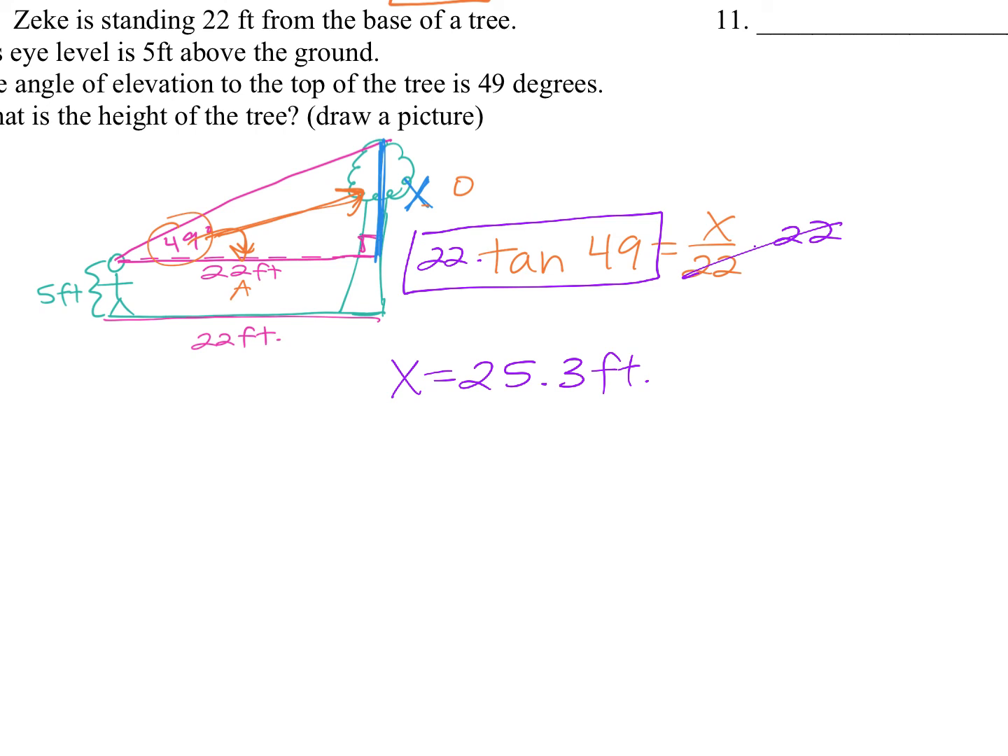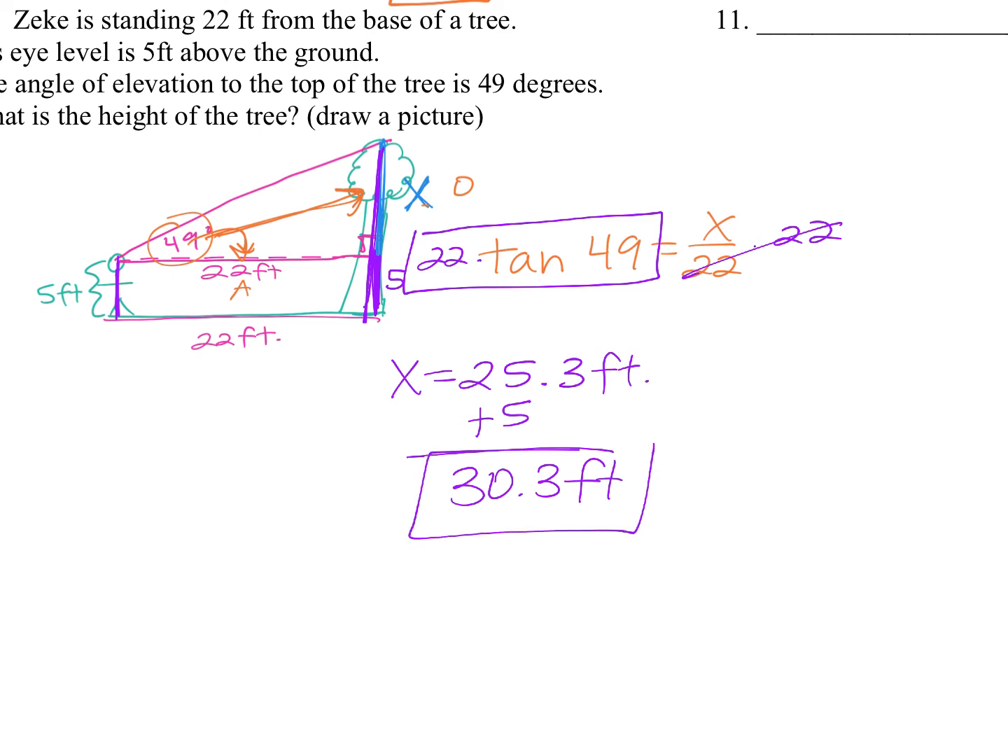How tall is the tree? 30.3, right. So here's the deal. He is 5 feet to his eye level. That means this right here is also 5 feet. So the tree has to be x plus that extra 5 feet. Don't forget about that 5 feet. So add 5 to it and you get 30.3 feet. Good on that?